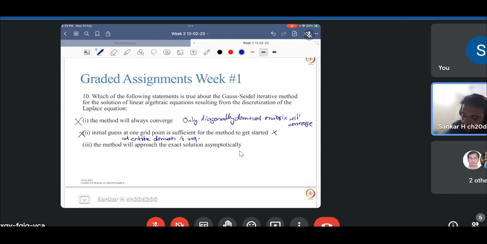And the method will approach the exact solution asymptotically. That's correct. This is because as k tends to infinity, x^(k+1) will actually become the true solution given by x. So options 1 and 2 are wrong, option 3 is correct here.